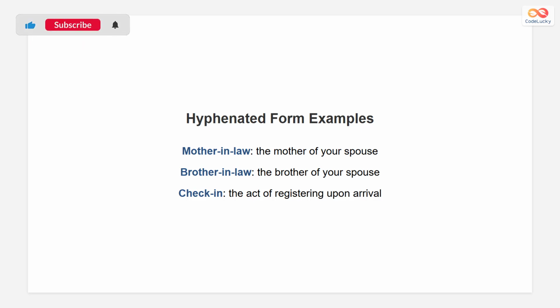Hyphenated form compound nouns use a hyphen to connect two or more words. Examples include mother-in-law, meaning the mother of your spouse, brother-in-law, which means the brother of your spouse, and check-in, which refers to the act of registering upon arrival.